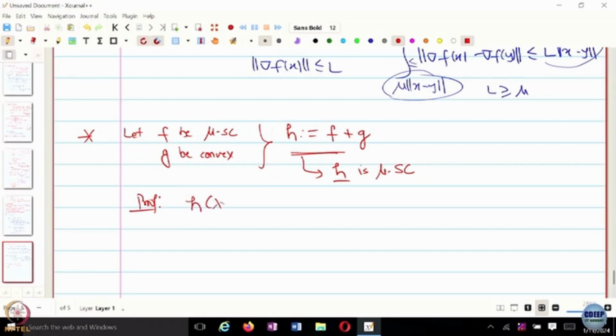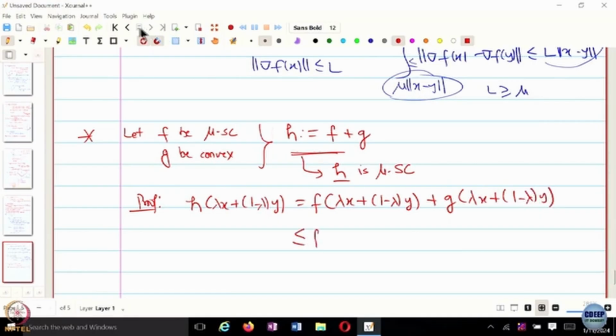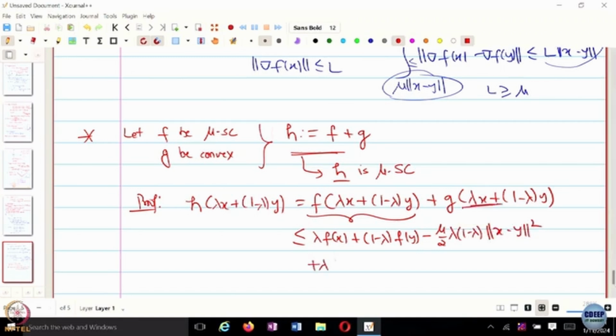So what is h of lambda x plus 1 minus lambda y? By definition, this is f of lambda x plus 1 minus lambda y, plus g of lambda x plus 1 minus lambda y, right? And we know that f is strongly convex. Because f is mu strongly convex, this would be less than or equal to lambda f of x plus 1 minus lambda f of y minus mu over 2 lambda 1 minus lambda. And because g is convex, we know that this particular term is less than or equal to lambda g of x plus 1 minus lambda g of y.